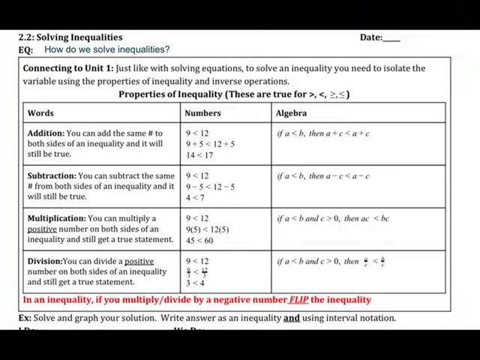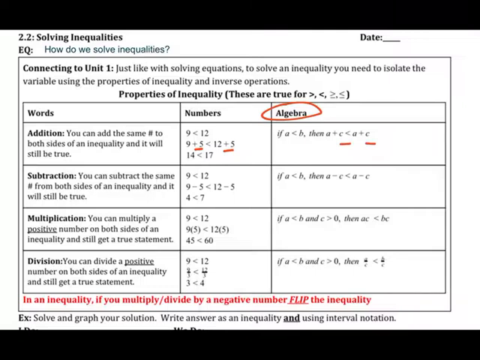And in fact, these properties are going to look really similar to what we talked about in Unit 1. The addition property says we are allowed to add as long as we add the same number on both sides of the inequality. We will still have a true statement. So you can see that over here in the algebra column mathematically. If A is less than B, then we could add some C to both sides, and we still have a statement that's true. I think it's easier to see this with numbers. It is true that 9 is less than 12. So if I added 5 on both sides, I would then have 14 and 17. It is still true that 14 is less than 17.